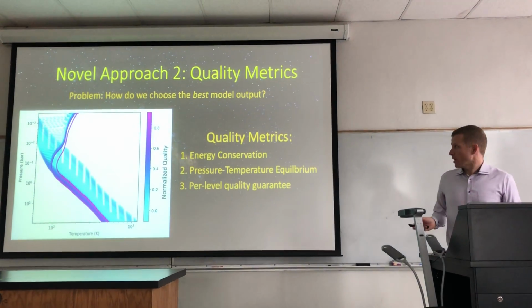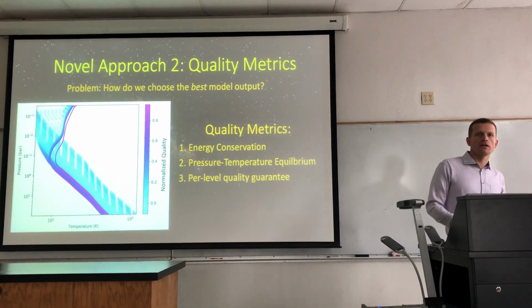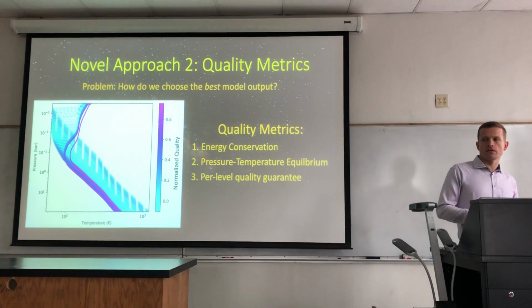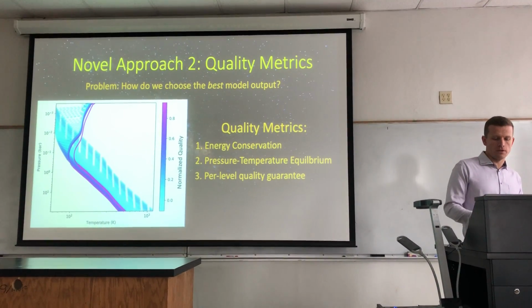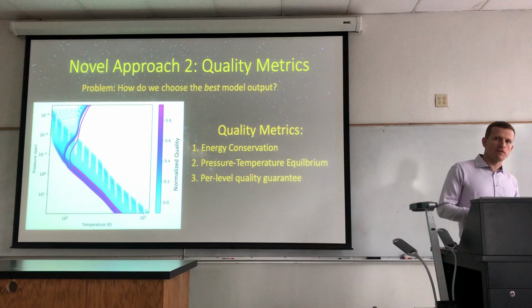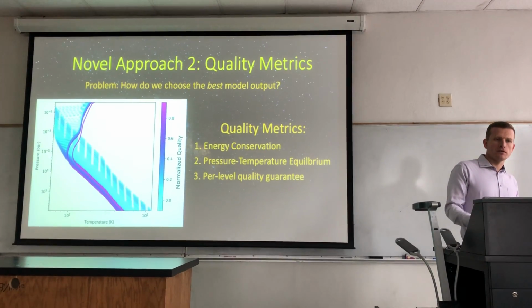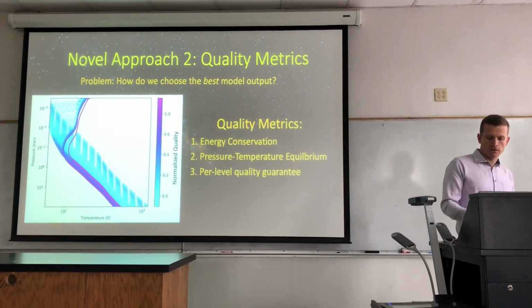So in this particular plot, those dashed lines are the ones that had at least one level that exceeded that error threshold or went below the quality threshold. But you can imagine that if you just averaged it, it might look okay, but you could have individual levels that are not okay.